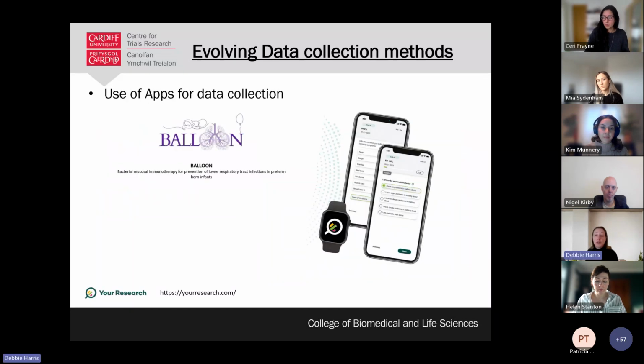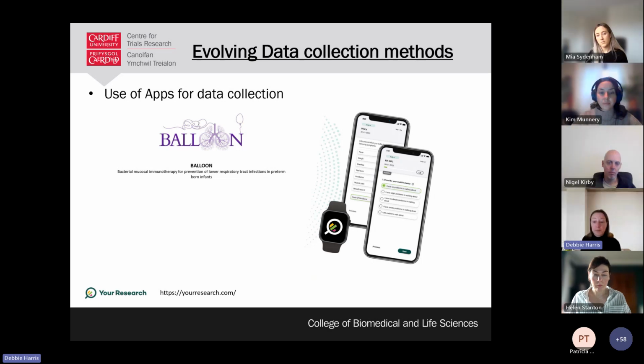We are now evolving further in using apps for participant-reported data collection. One of our new studies, Balloon, will be using an ePro app for participant-reported outcome measures. We are working with a company called Your Research, who create the app to develop the forms and data that we will be collecting. Parents will be able to download the app free from the Apple App Store or Google Play Store and complete the data entry in real time. This is fully customizable to the study needs, and for Balloon, we will be using this to track adherence to the study medication, healthcare usage, amongst other things.